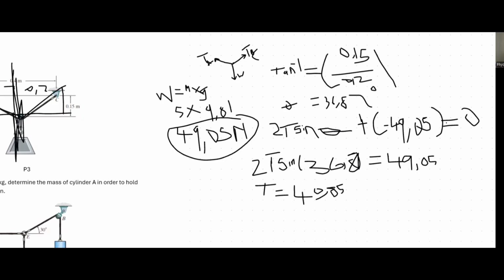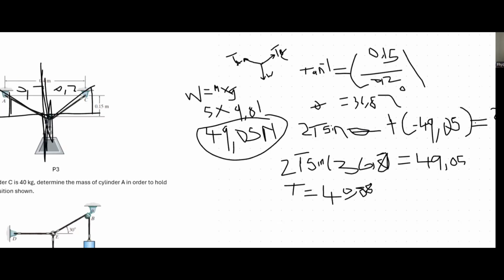And remember, TBA is equal to TBC. Which means the tension here and the tension here are the same. So this is the tension for both forces. This is the tension for here and here.